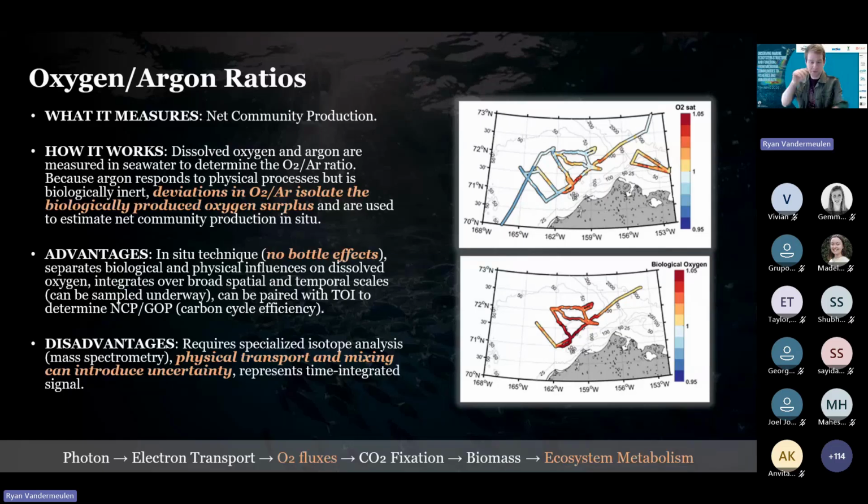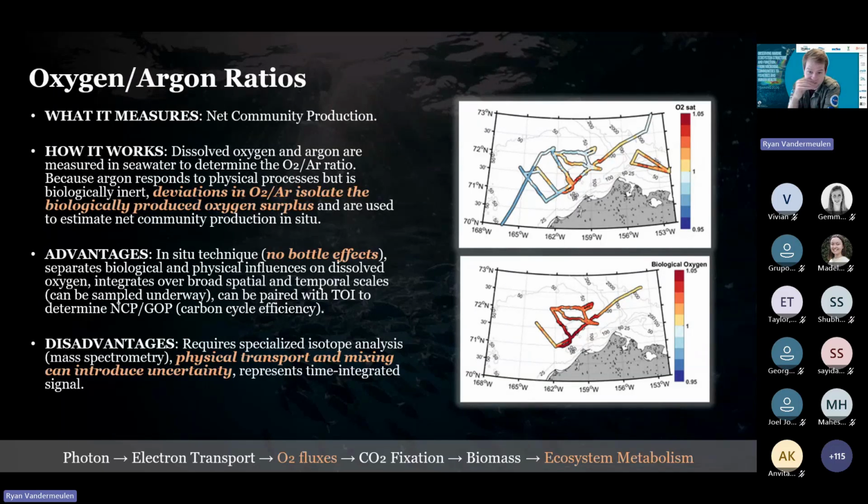This is where dissolved argon gas becomes really useful. Argon behaves really similarly to oxygen from a physical perspective. It dissolves, it responds to temperature, and exchanges with the atmosphere in a similar way, but it is biologically inert. So by comparing oxygen to argon, we can essentially isolate the biological oxygen signal and estimate the net community production directly in the ocean. Unlike bottle incubations, this approach doesn't isolate a small sample from its environment. Instead, we can measure this pretty continuously with a mass spectrometer set up properly, and we can capture a very spatially detailed picture of the integrated metabolic signal of the surrounding system.